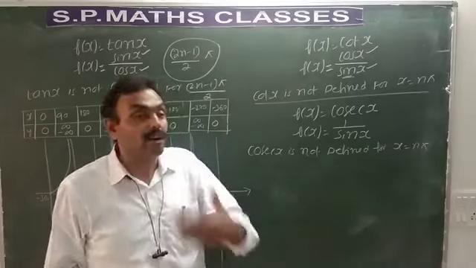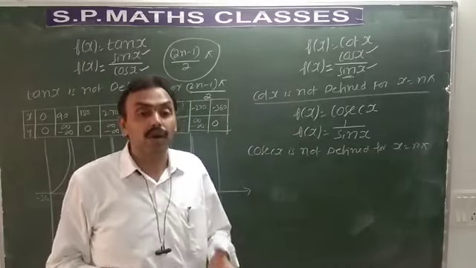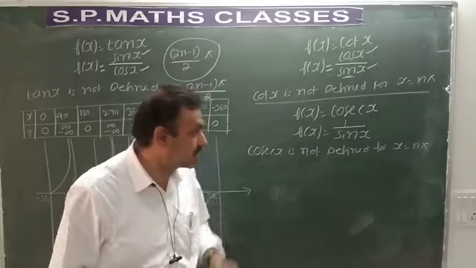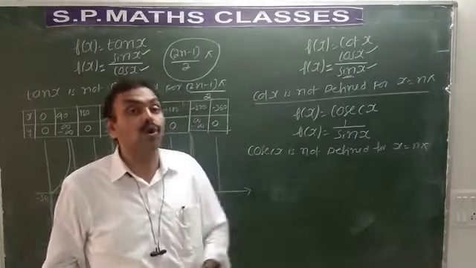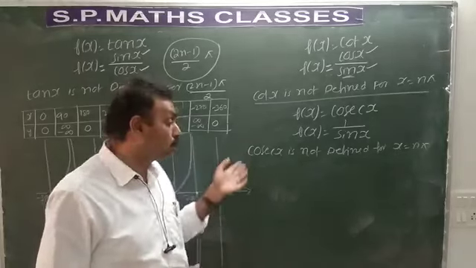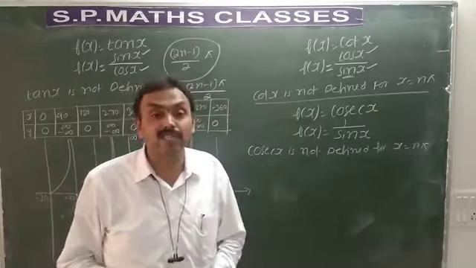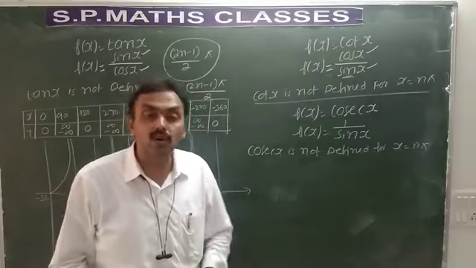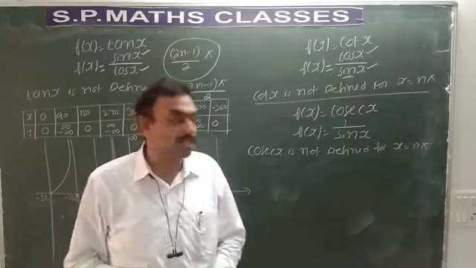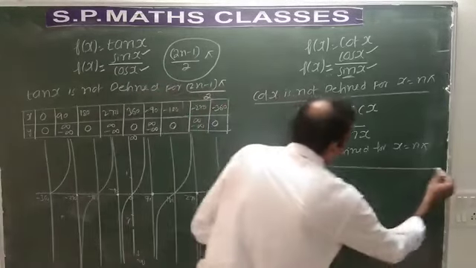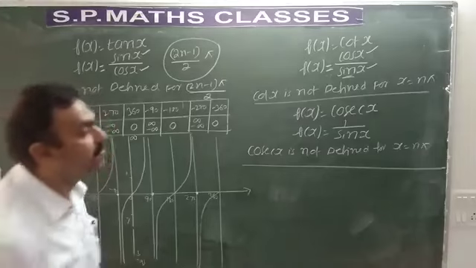That means f of x is equal to 1 by sin x. 1 is a constant function which is continuous. Sin x is a continuous function, and the quotient of two continuous functions is continuous. So cosec x is not defined for x equal to n pi. Hence we can conclude that cosecant x is continuous for all values except x equal to n pi. You can draw the graph also for this.